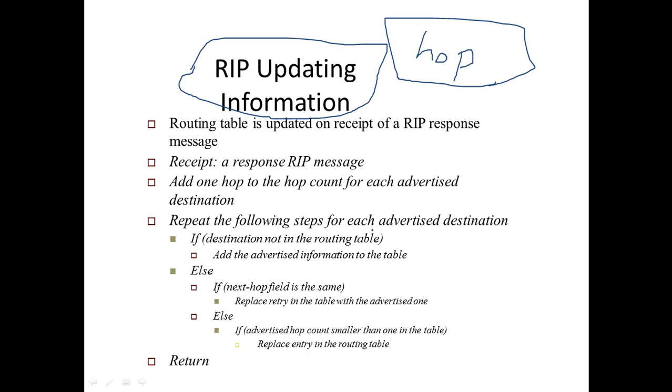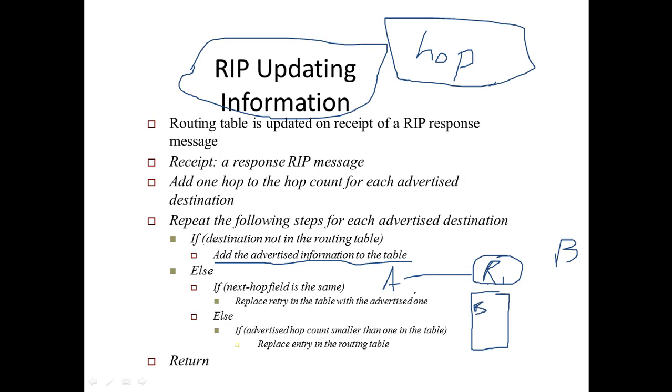Repeat the following steps for each advertised destination. Let's say this is a router R1, and this is your device A, which wants to send something to B, but B is not in the routing table information of this router. So R1 will add the advertised information to the table. R1 adds B in the routing table, and it will ask its neighbors to please share the information regarding B. Else, if it has the information about B, it will just replace the entry in the table with the advertised one.